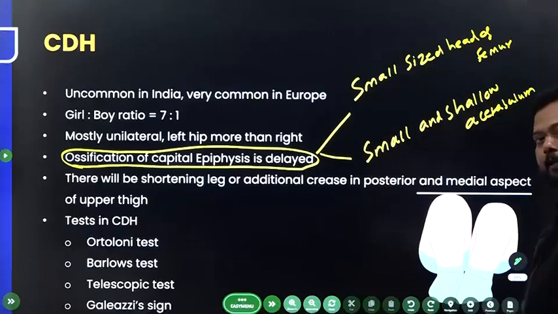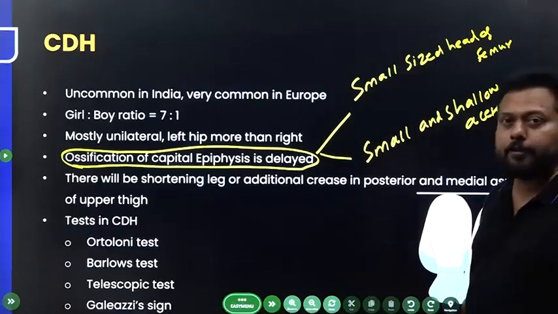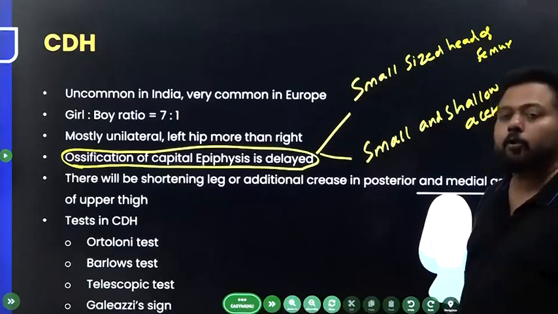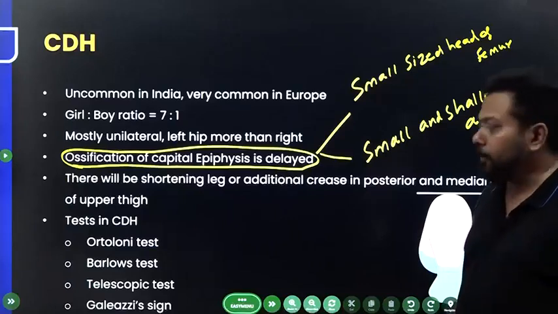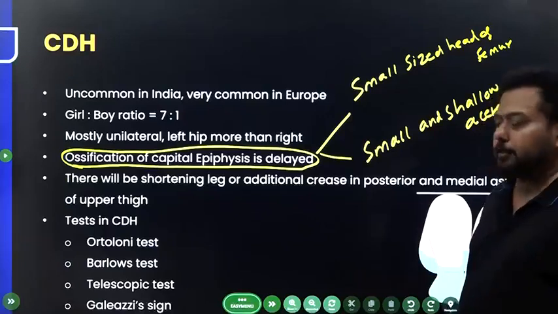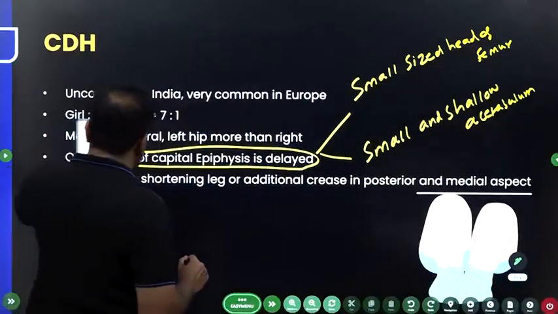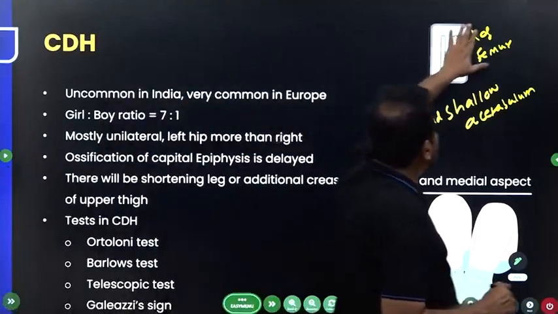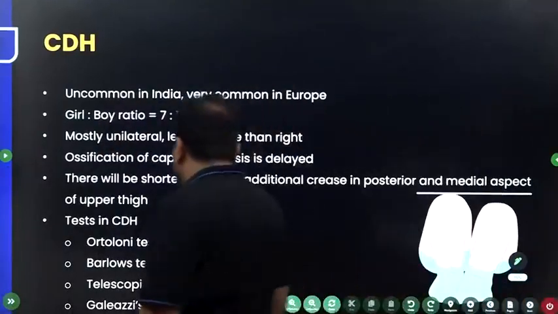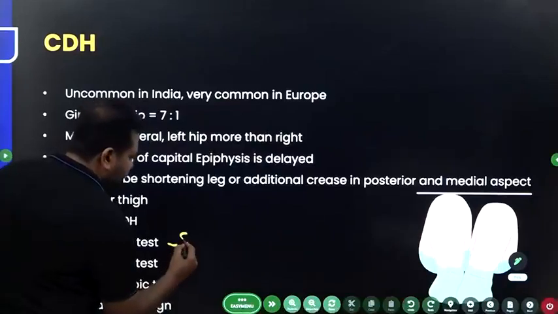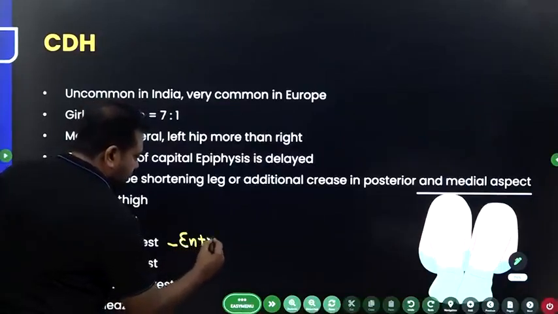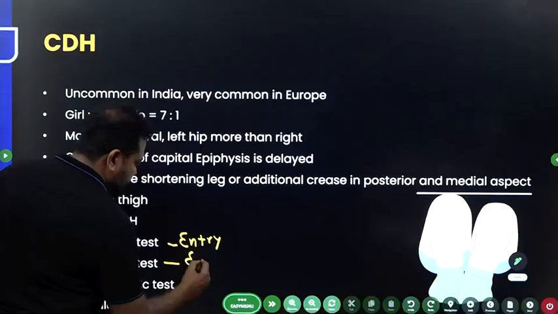Coming to clinical examination of CDH, one should not forget Ortolani's test, Barlow's test, telescopic test, and Galeazzi sign. Ortolani's test is called the test of entry. Barlow's test is called the test of exit.